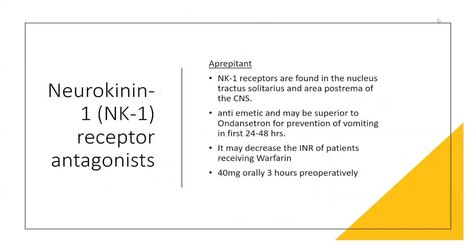Then another class of drugs that we do use is your neurokinin 1 or NK1 receptor antagonists, also known as your aprepitant. Your neurokinin 1 receptors are found in the nucleus tractus solitarius and also in the area postrema in the central nervous system. It is an antiemetic that may be superior to ondansetron for prevention of vomiting in the first 24 to 48 hours. It may also increase the INR in patients who are receiving warfarin. It's generally given at a dose of about 40 milligrams orally, 3 hours in the preoperative period.